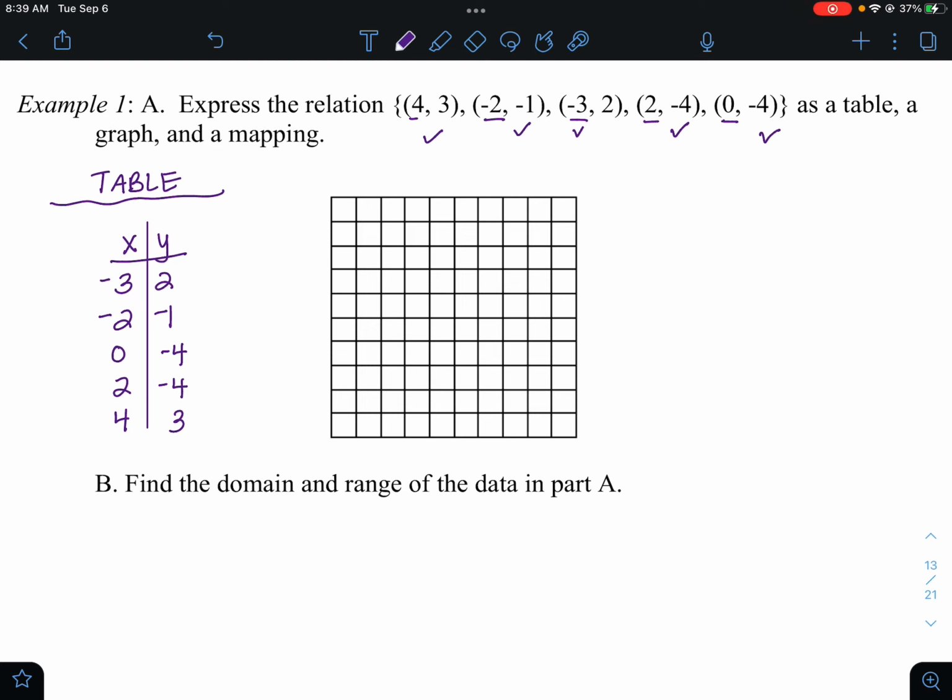Okay, so that's the table, just putting the ordered pairs together. I can't mix and match the x values. When I put them in numerical order from least to greatest, that goes by the x value. I don't arrange the y values as well because then I've mixed up those ordered pairs.